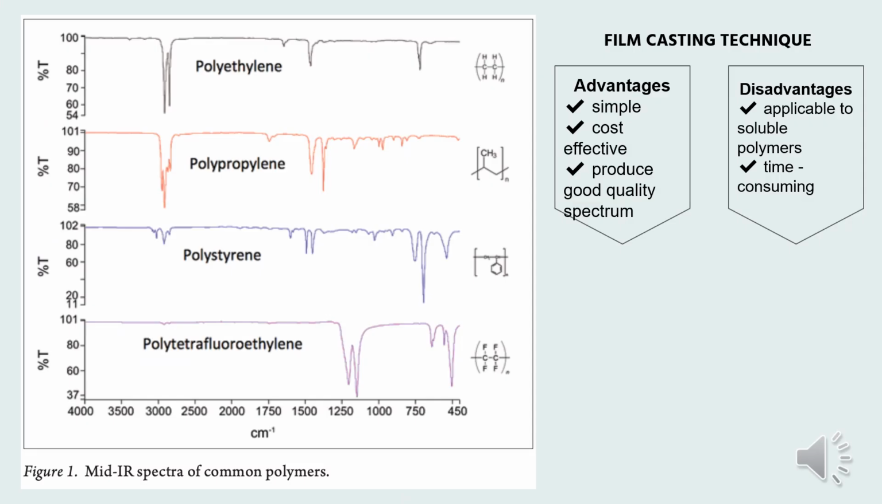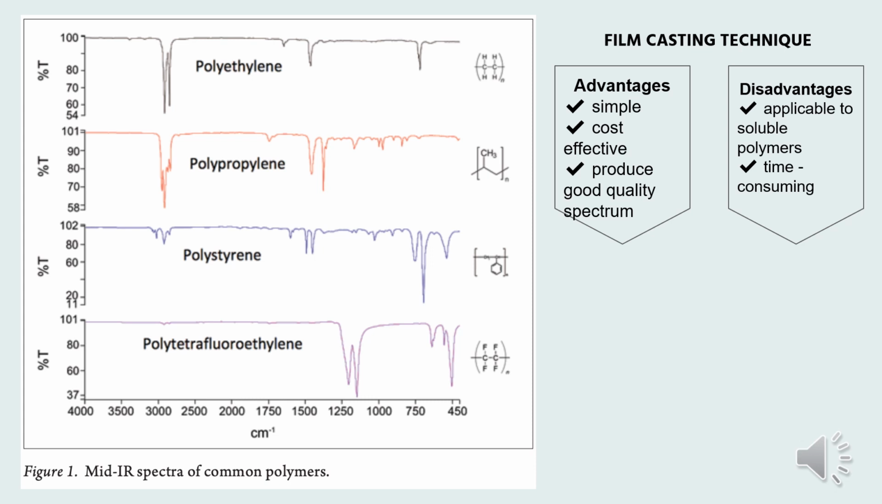There are a few advantages and also disadvantages of using the film casting technique to prepare the sample for the same spectrometer from Perkin-Elmer. Advantages include that it is simple, cost-effective, and can produce good quality spectrum. However, this technique is only applicable for soluble polymers because the polymers need to be dissolved in a solvent first, and it is also time-consuming to wait for the solvent to evaporate from the sample.